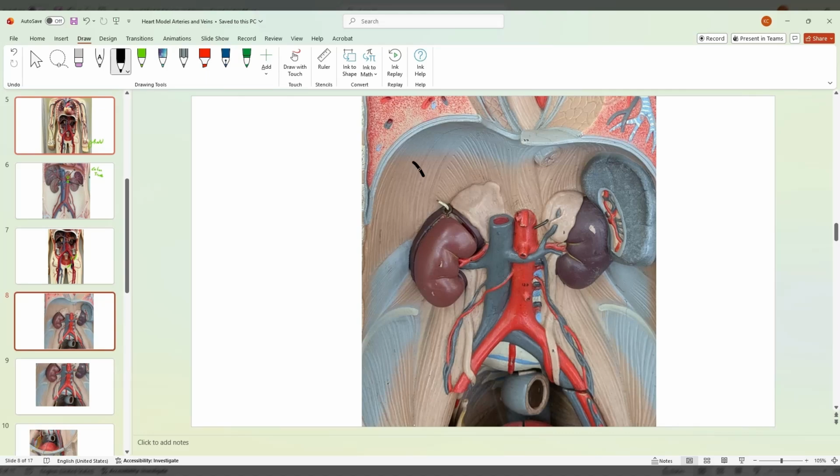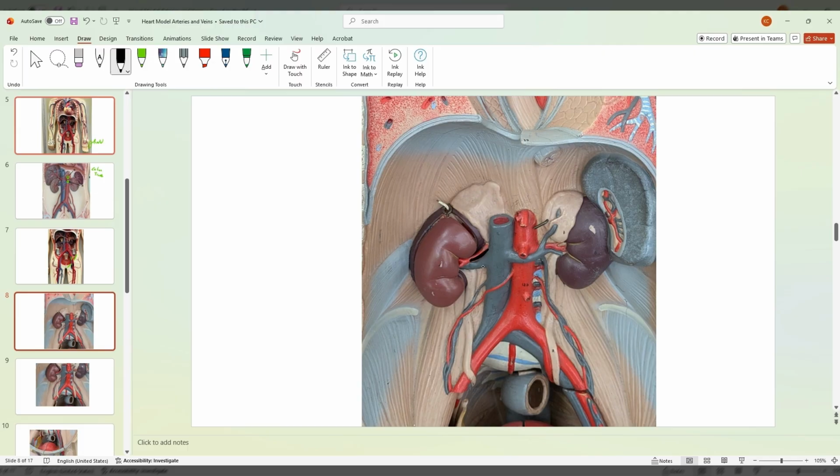So if I ask you identify the muscle, the answer is diaphragm. Identify the organ, spleen. Identify the red vessel, splenic artery. Identify the blue vessel, splenic vein. Identify the organ, left kidney. Identify the organ, right kidney.